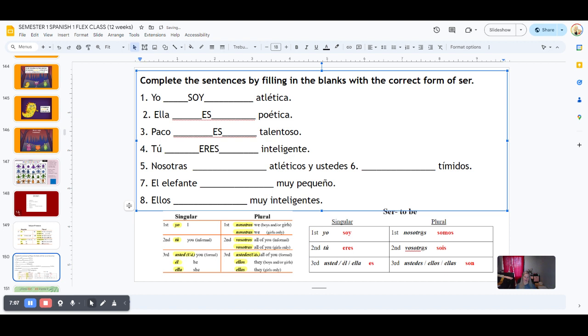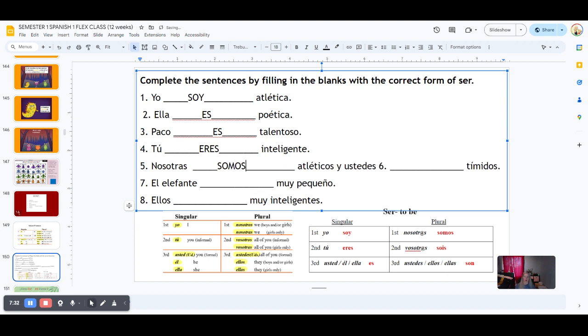Tú eres inteligente. All right, so why don't you pause here and see if you can figure out 5, 6, 7, and 8, and I will check back and give you the answers before we move on. Okay, did you have time to figure out what you would put in the blank for the correct form of ser if it's nosotras? The correct answer is somos.